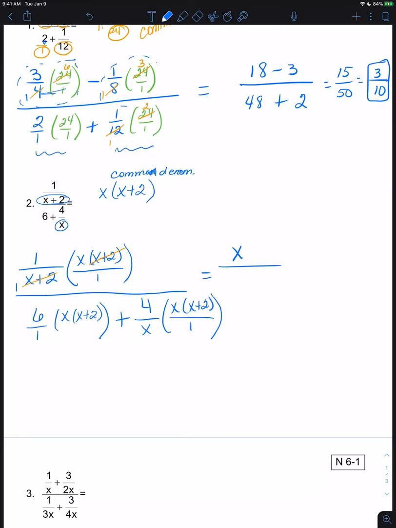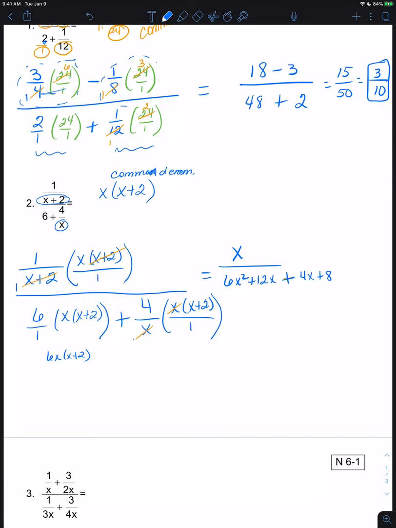So let's see, it needs everything, so it's going to be 6x times that x plus 2, which gives us 6x squared plus 12x. Now on our last term, our x's will cancel out, and that leaves us with 4 times the x plus 2, which is 4x plus 8.